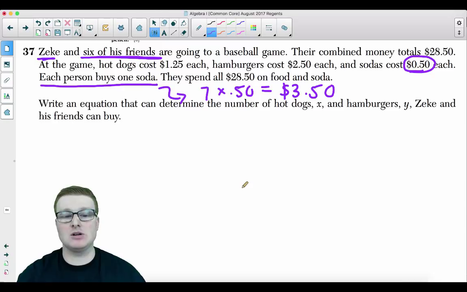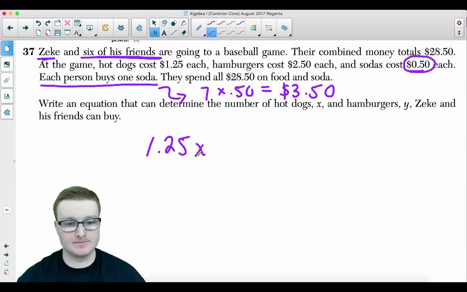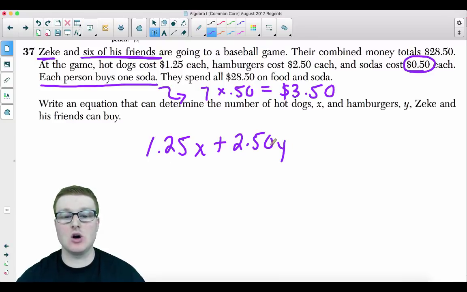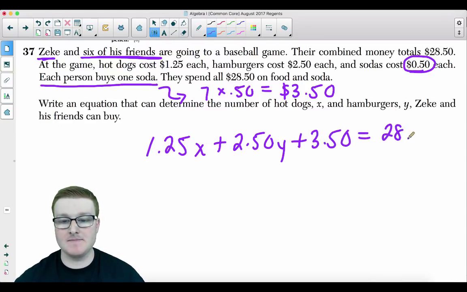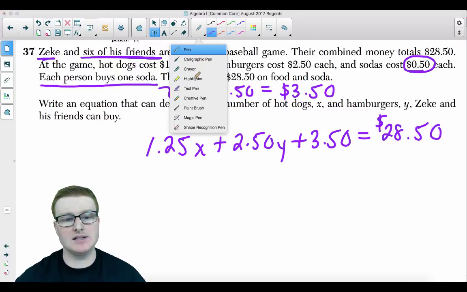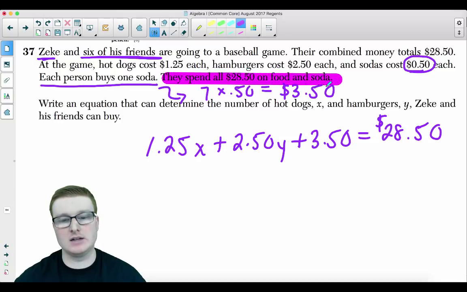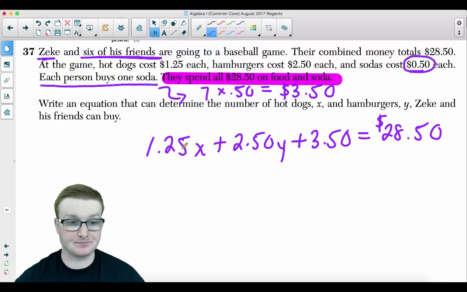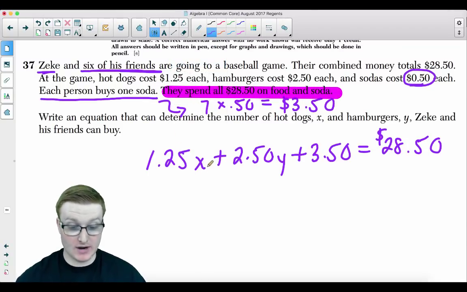Now we need to find out how much money they spent on hot dogs and hamburgers, x and y. It costs $1.25 for a hot dog, $2.50 for a hamburger, and we're adding on the $3.50. All of it should equal $28.50. Now, why am I making it equal and not an inequality? Because they tell us in the problem that they spend all of it. So that's why it's going to be equal. Okay. So write an equation.